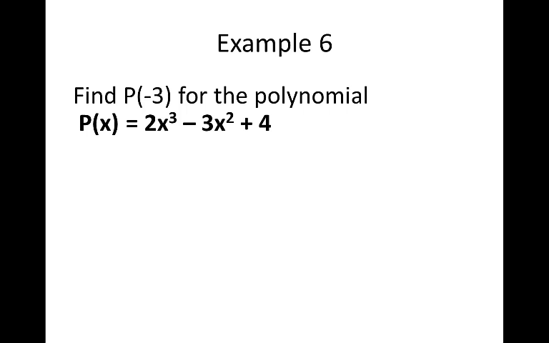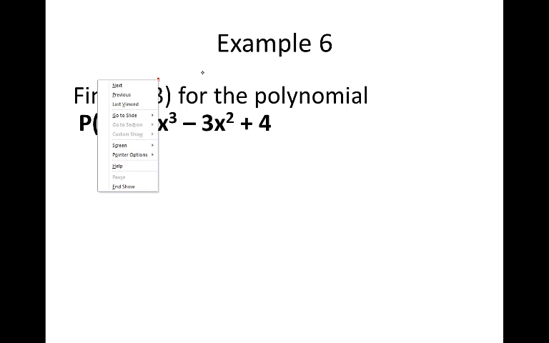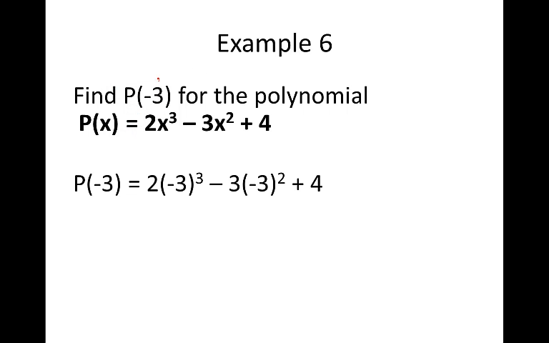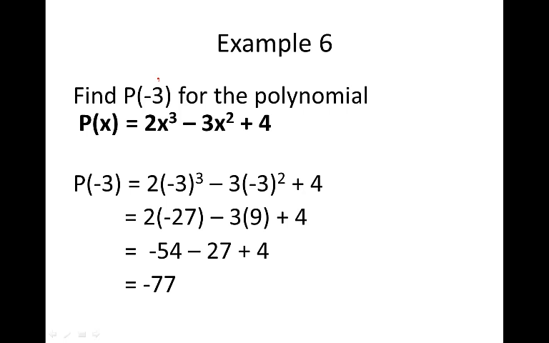Okay, fine. P of negative 3. So now we're just utilizing our function notation we learned in an earlier lesson. P of negative 3 means that I'm going to plug in a negative 3 wherever I see an x. So P of negative 3 is 2 times negative 3 cubed minus 3 times negative 3 squared plus 4. Just be careful here if you're evaluating by hand that you pay attention to your negatives. So negative 3 cubed is negative 27. Negative 3 squared is a positive 9, so make sure you make that sign change. Now just do some arithmetic, combine the like terms, you should get negative 77.